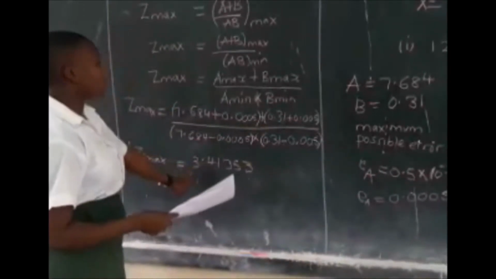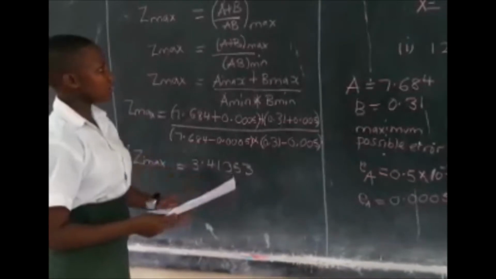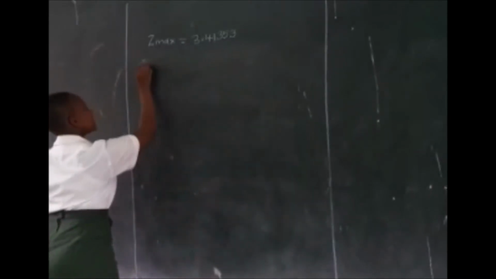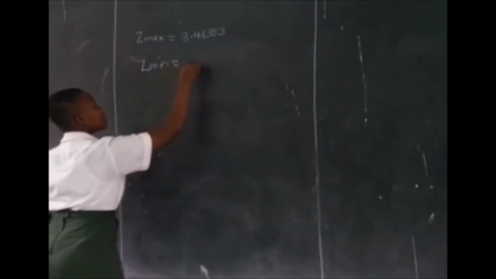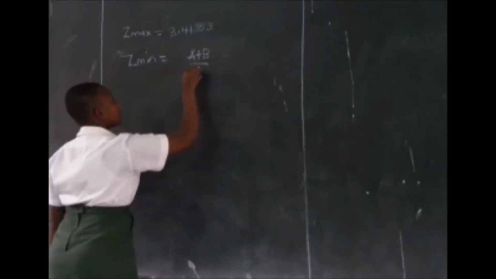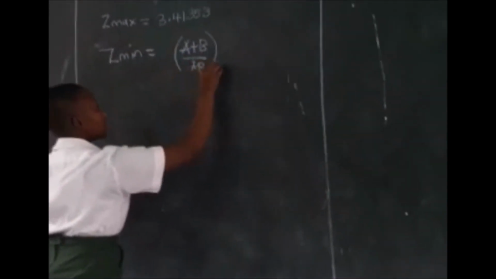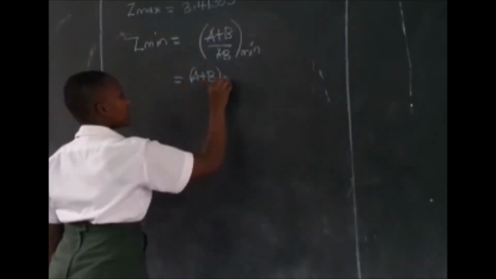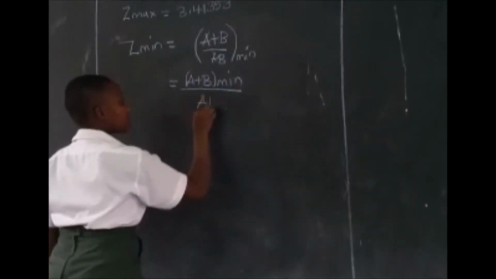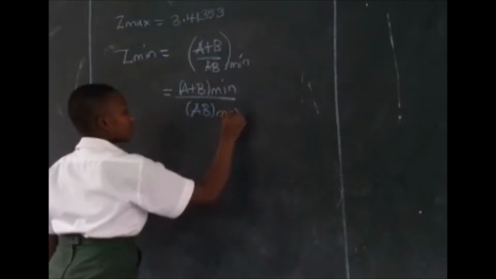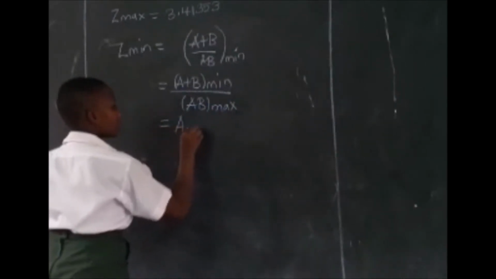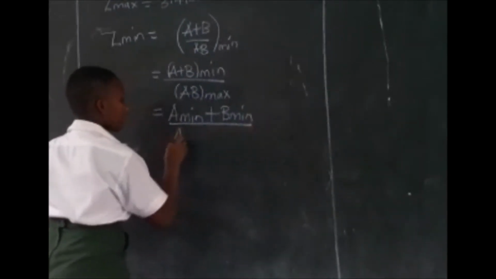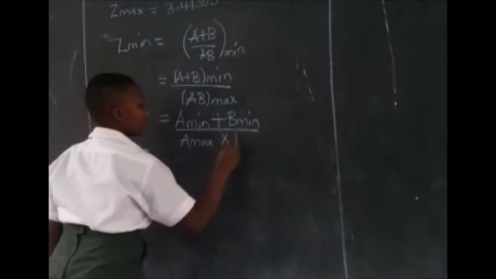Then we shall go on to find the value of Z min. After finding the value of Z max, we are going to find the value of Z min. So Z min will be equal to A plus B out of AB min. But this is also equal to A plus B min out of AB max, which is also A min plus B min out of A max times B max.